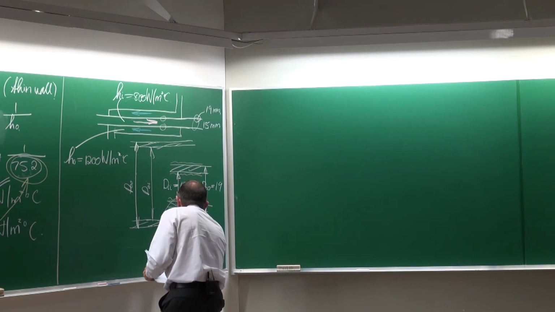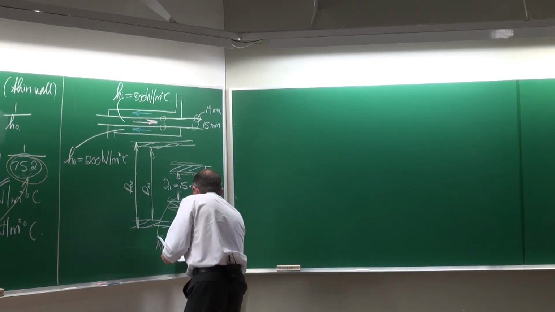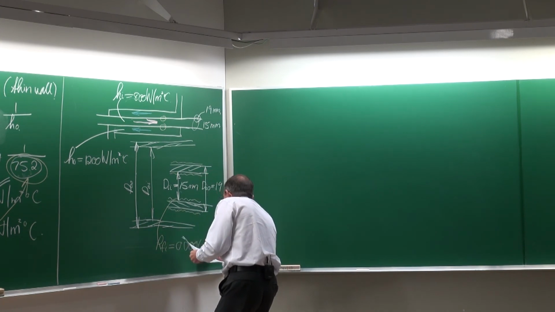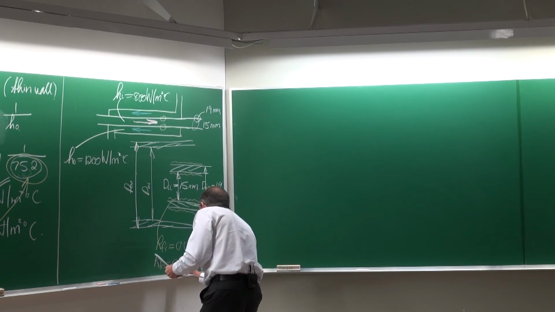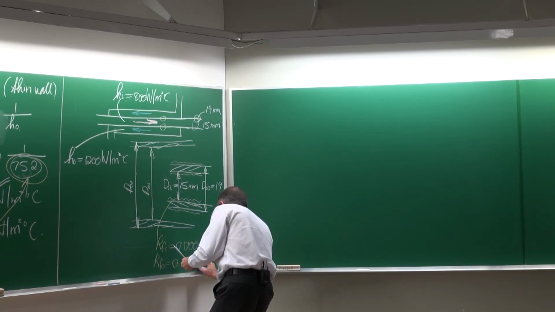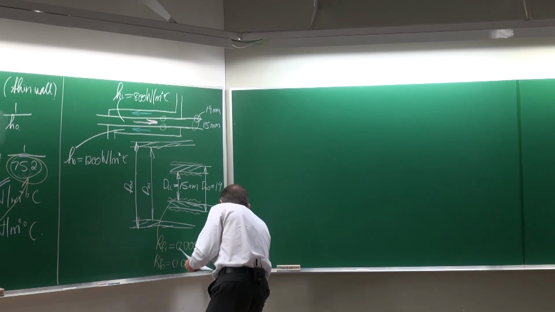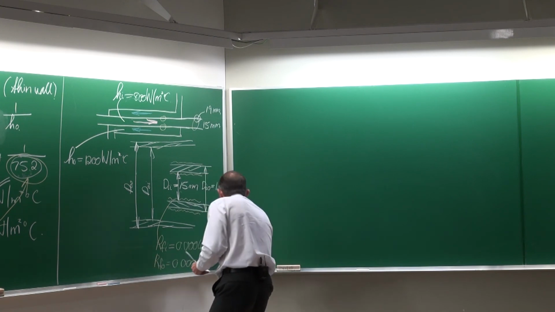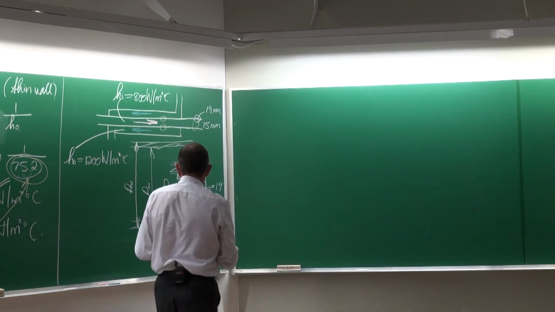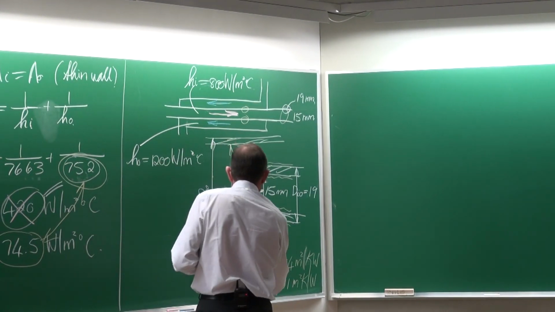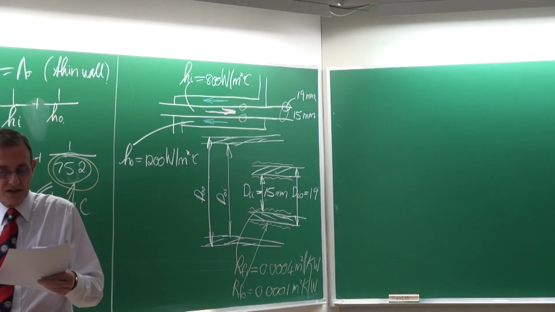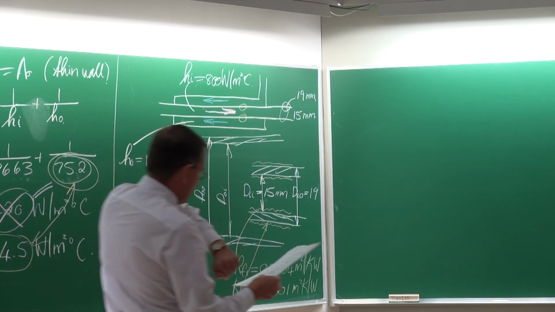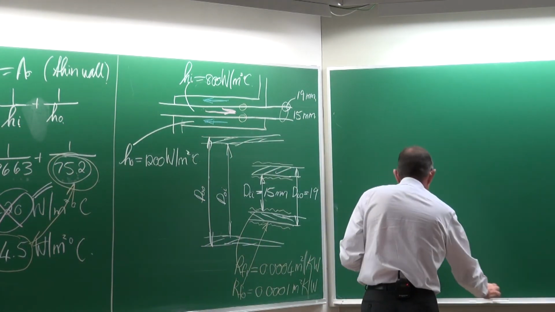Now the fouling on the inside is given as 0.0004 square meters Kelvin per watt, and then the fouling on the outside is equal to 0.0001 square meters Kelvin per watt. So that is the resistance of the fouling on the inside and the resistance of the fouling on the outside. Okay, now I see I'm going to run out of time.